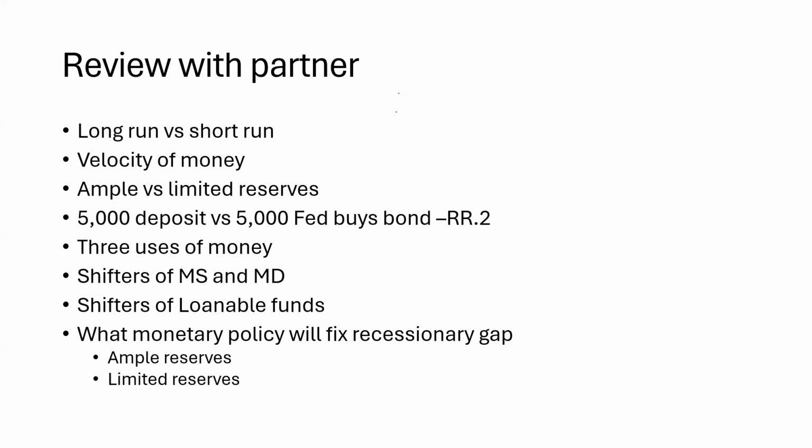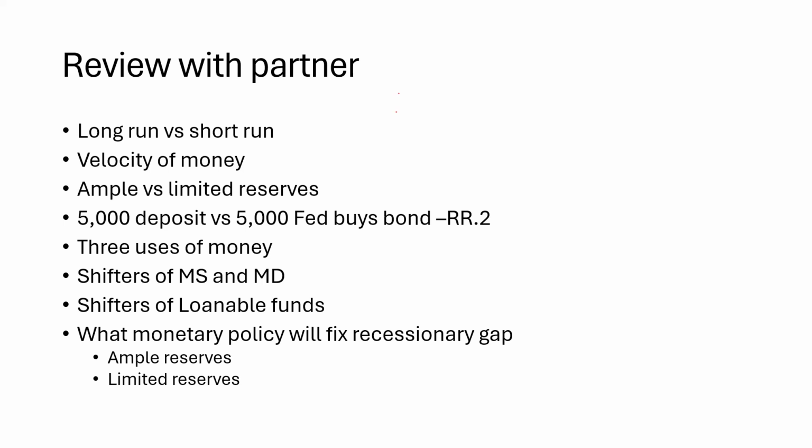So in an ample system, if we have a recessionary gap, I want to shift AD to the right. I am going to lower the administered rates. The monetary policy tools in limited reserves are ROD. So I could lower the reserve requirement, I could lower open market operations, I could lower the discount rate. All of those could happen in limited reserves. In ample, it's really only administered rates or interest on reserves.